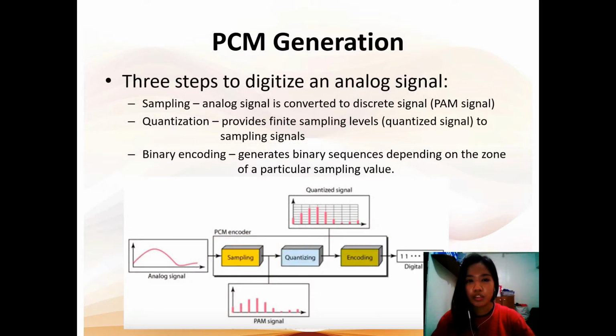So these are the main steps to consider when digitizing analog data. This is just an overview of the three steps, which are sampling, quantization, and binary encoding. The first step is sampling, which converts an analog signal to a discrete signal, or the PAM signal. And then it goes into quantization, which provides finite sampling levels, or the quantized signal, to sampling signals. And finally, it goes to binary encoding, which generates binary sequences depending on the zone of a particular sampling value.